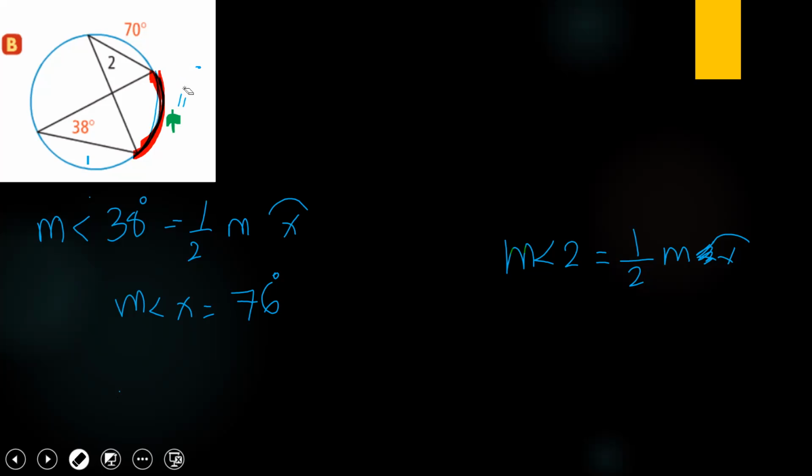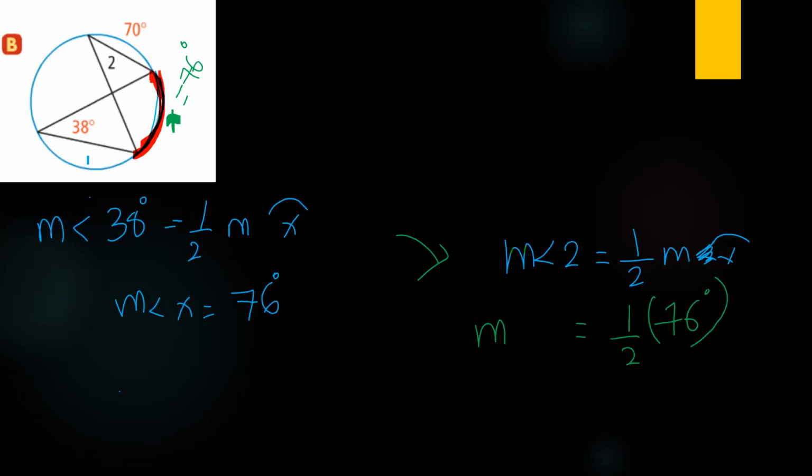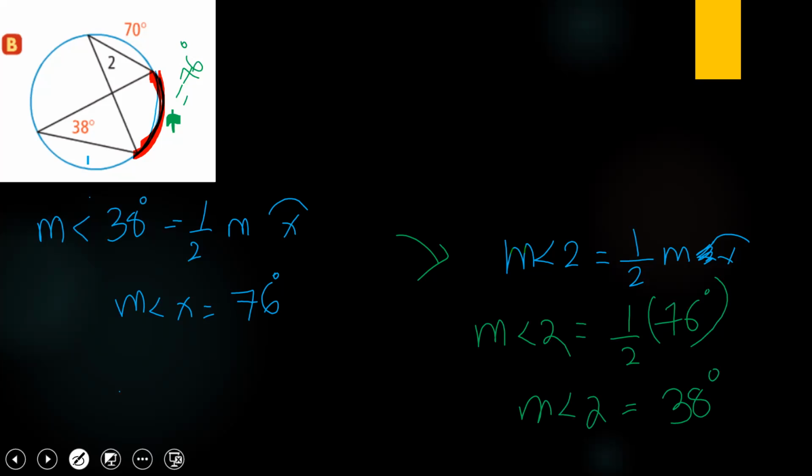Now let's come back. So here the measure of it is 76. And we come here, we say that half the measure of the arc x will be the measure of angle 2. So the measure of angle 2 will be what? 38 degrees.